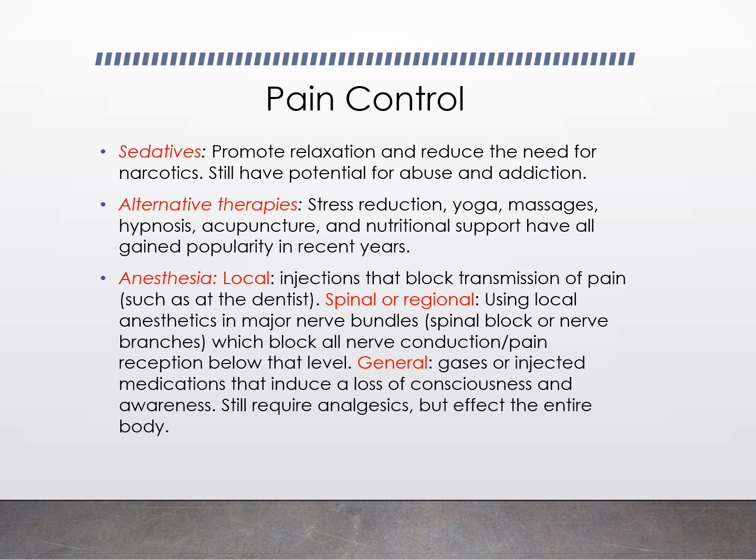And then finally, we have anesthesia. So local anesthesia is an injection that blocks the transmission of the pain, like lidocaine at the dentist. Then spinal or regional anesthesia is giving local anesthetic as a spinal block or nerve block that blocks all the pain receptors below the site of injection. And then general anesthesia, this is gas or injections that induce the loss of consciousness in our patient, which in turn helps with pain.